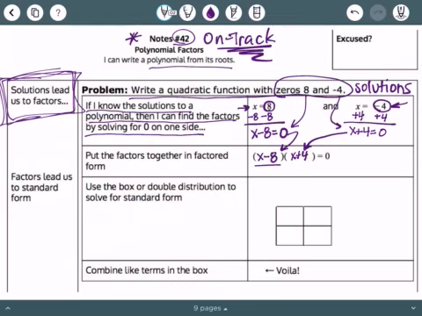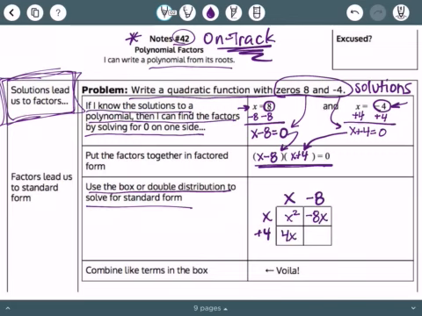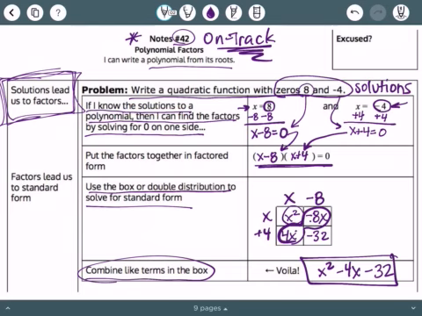Now that we know our factors, x minus 8 and x plus 4, we can use the box or double distribution to solve for standard form. So x times x is x squared, negative 8 times x is negative 8x, 4 times x is 4x, and negative 8 times 4 is negative 32. I want to combine like terms in the box. I'm going to get my final answer of x squared, negative 8 plus 4 is negative 4x, and negative 32. This would be the equation that goes through 8 and negative 4.